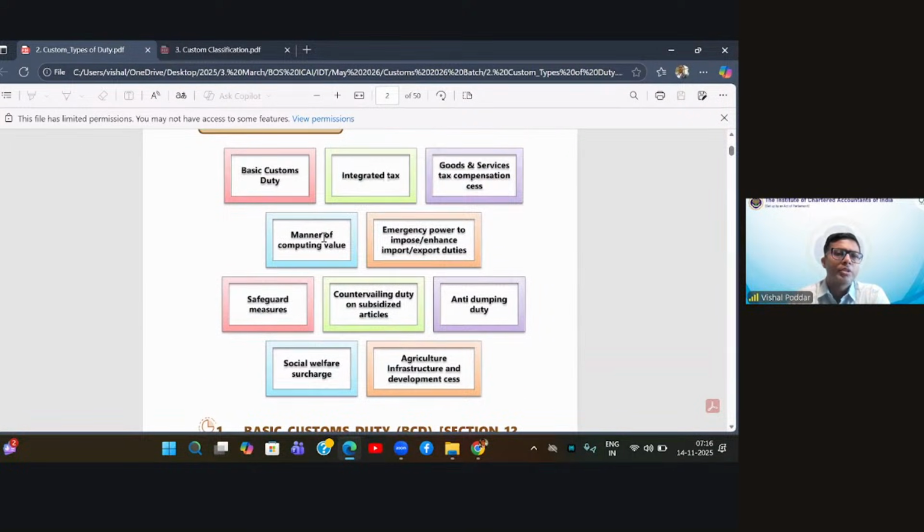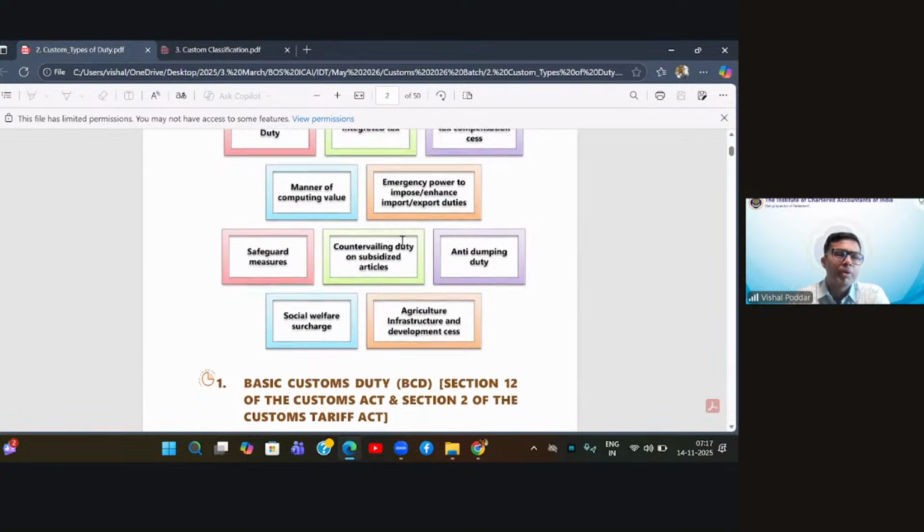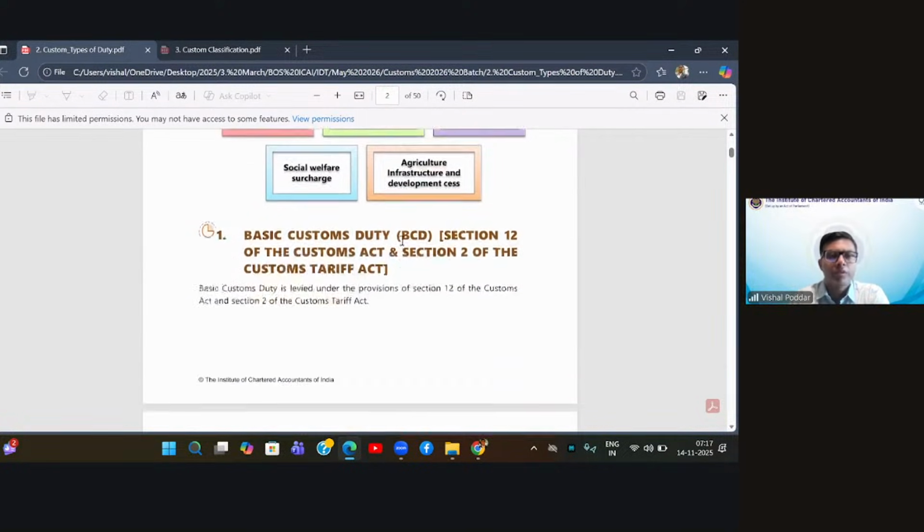And then this chapter will deal with how to compute the value for calculating the duty. We are not going to study valuation. Valuation is altogether a different chapter, but how the value will be determined, what would be the inclusions in the value whenever you have to compute all of these duties, and the emergency power given to the government to impose or enhance any of these duties.